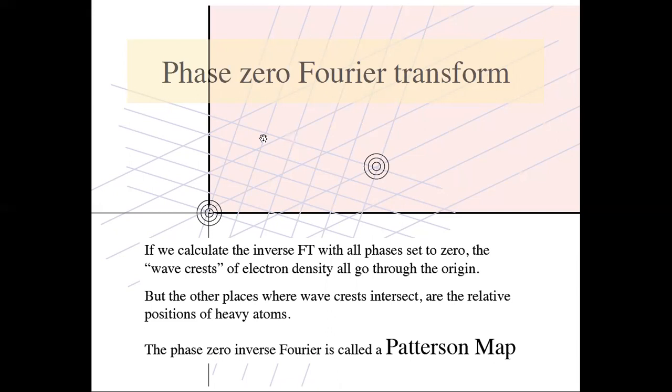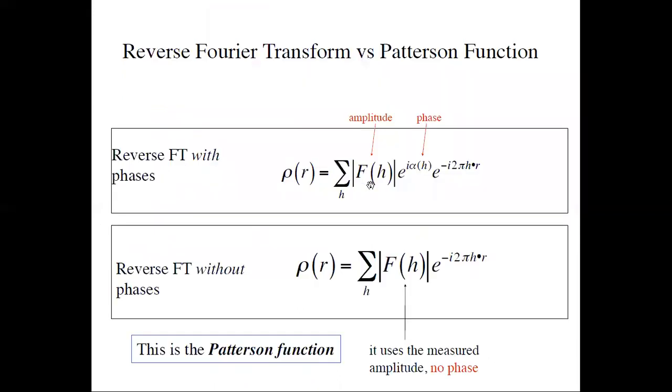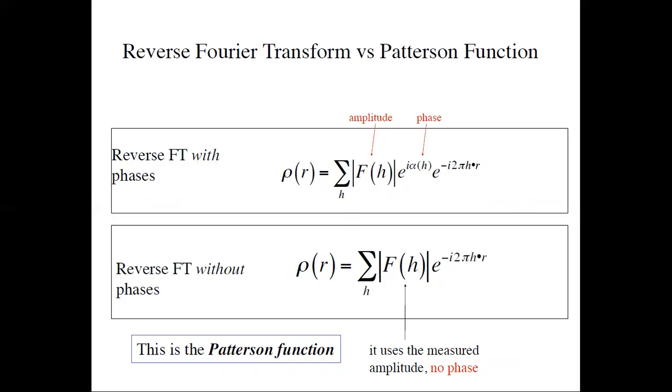This is the map in which the x-axis and y-axis are similar to Miller indices, in which the crystal has a heavy atom. Similarly, the reverse Fourier transform versus the Patterson function. These are two equations, the reverse Fourier transform and the Patterson function. The reverse Fourier transform with phases: rho of r equals the summation over h of F of h e^(i alpha h) e^(-2 pi i h.r). This part of the equation shows the amplitude, and the exponential shows the phases.